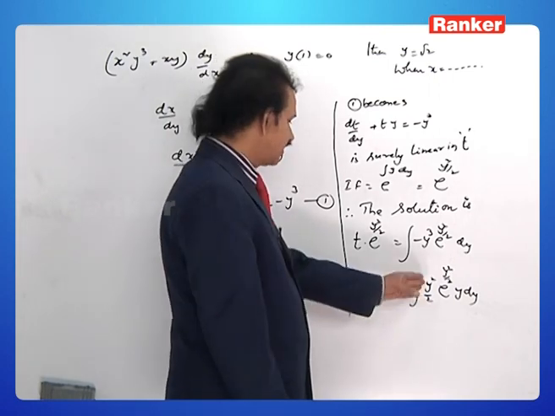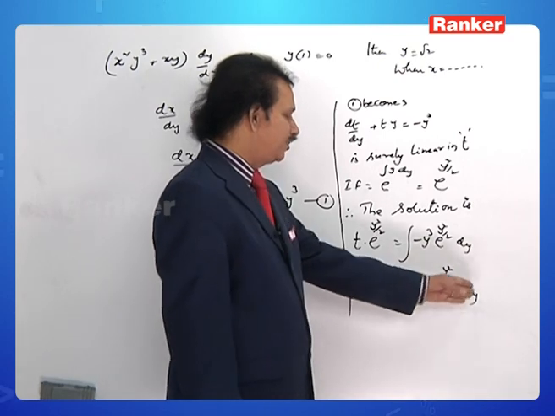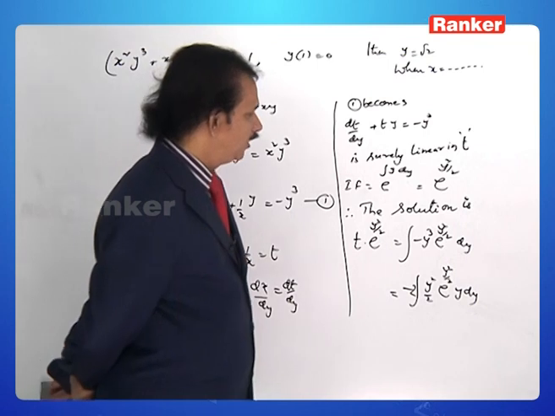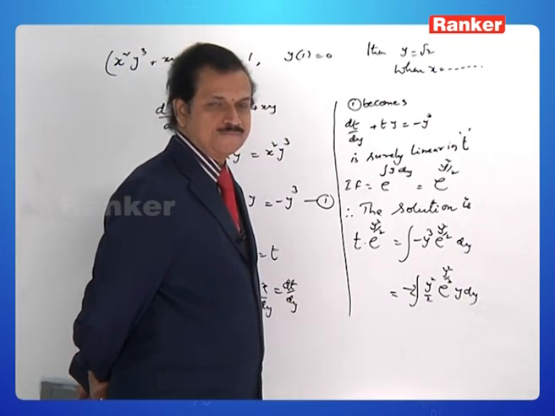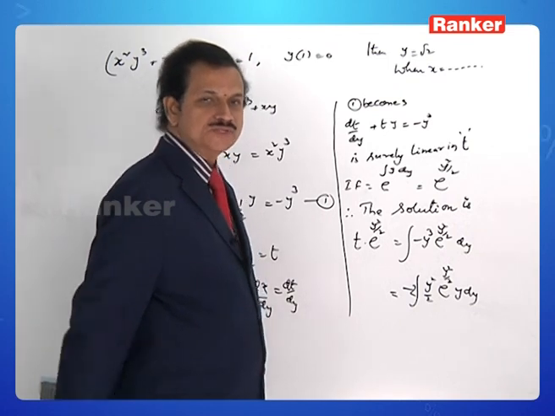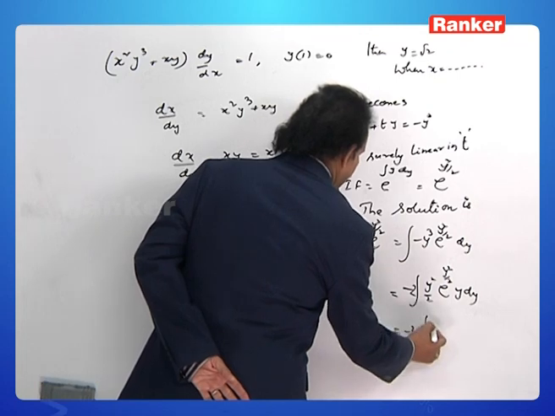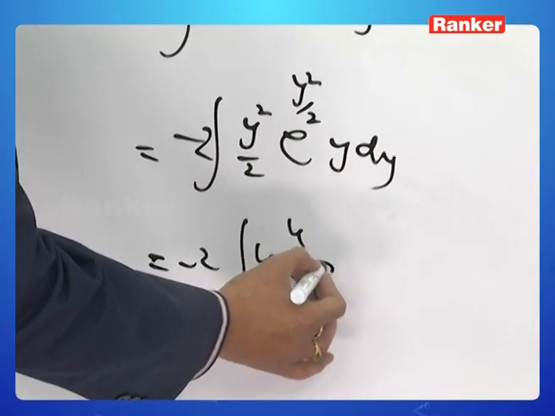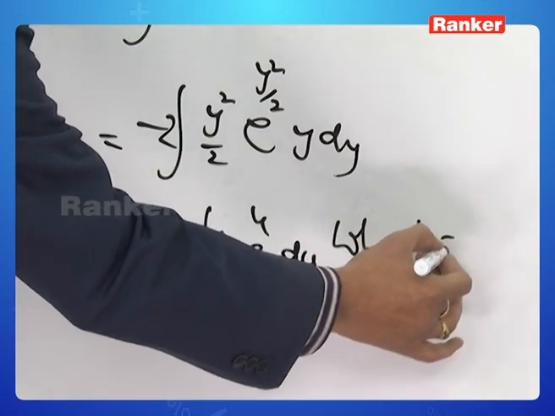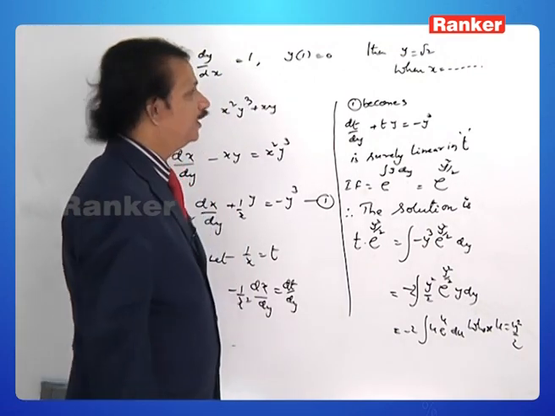If you take y square by 2 is equal to some u, e power u du. If you differentiate it with respect to y on both the sides, y dy is equal to du, isn't it? So this is equal to minus 2 into u e power u du, where u is equal to y square by 2.